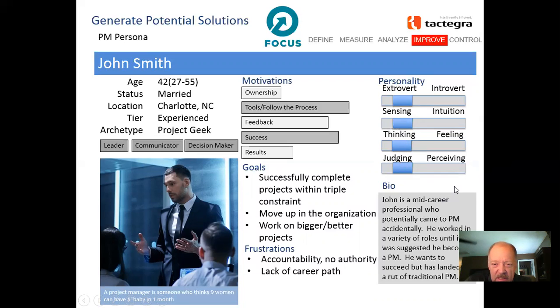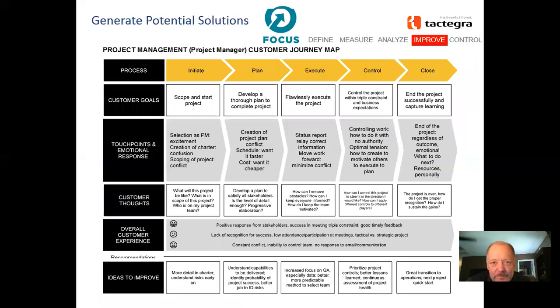So we said John is a mid-career professional who potentially came to PM accidentally, worked in a variety of roles until it was suggested he become a PM, and he wants to succeed, but he's landed in a rut of traditional project management. So again, this was a tool that we used to start to maybe dig a little bit deeper around what are those root causes and what could those countermeasures be.